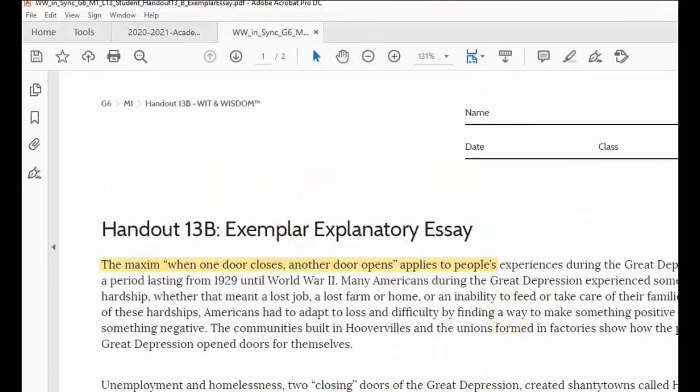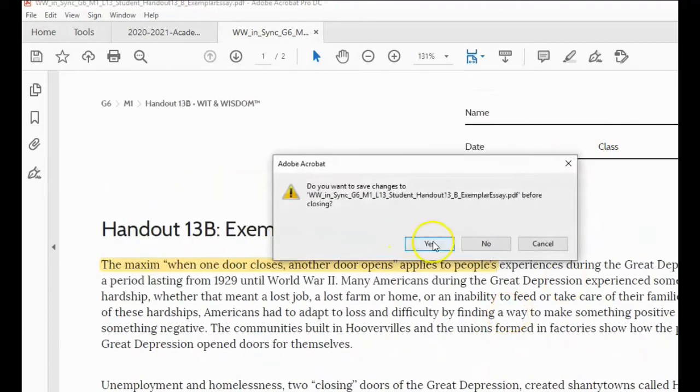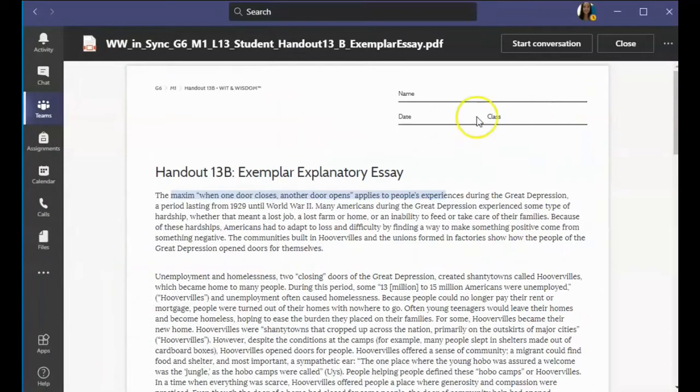So once again, just to show us, boys and girls, how do I access this?